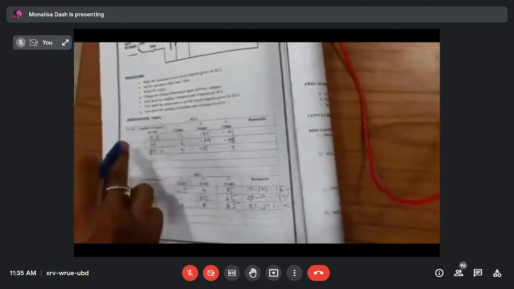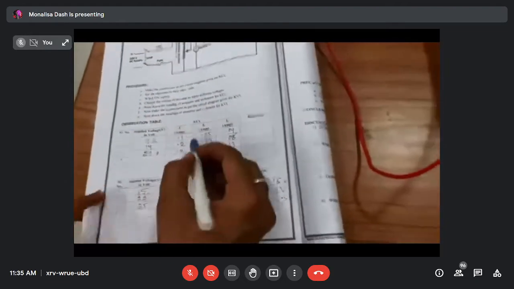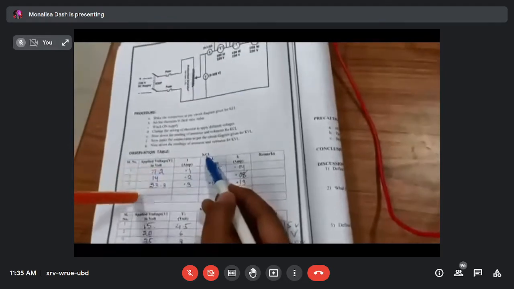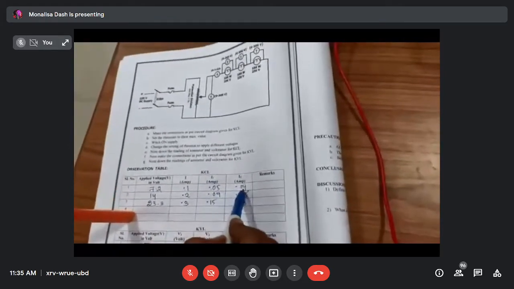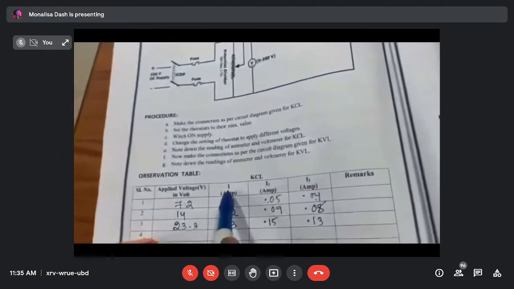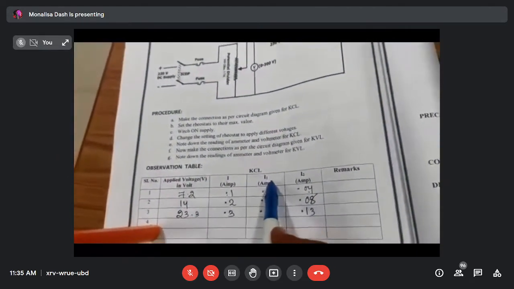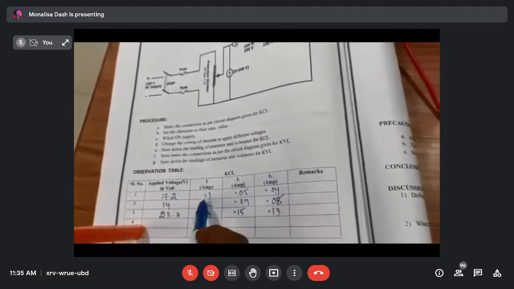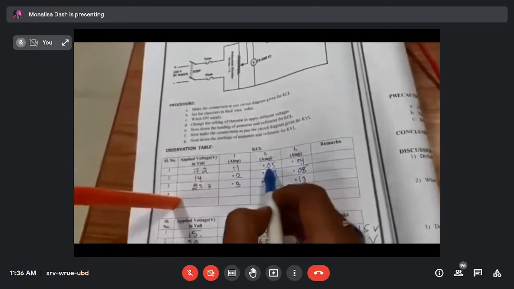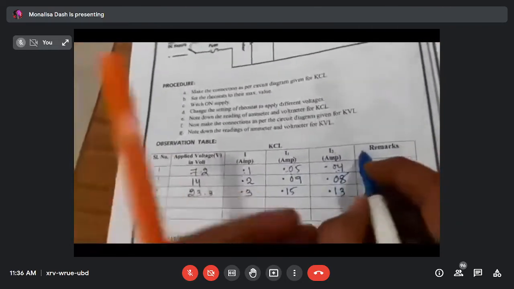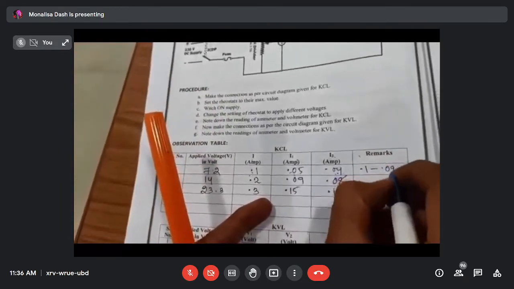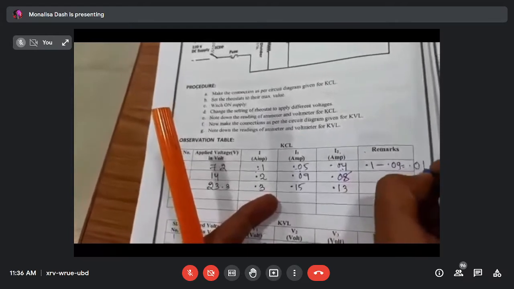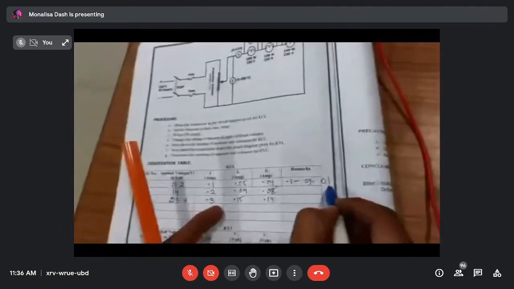In that tabulation, in the KCL circuit, I is equal to I1 plus I2. This I is equal to the summation of I1 and I2. This is 0.1, this is 0.05, this is 0.04. So 0.1 minus 0.09 is 0.01. This 0.01 is the error.